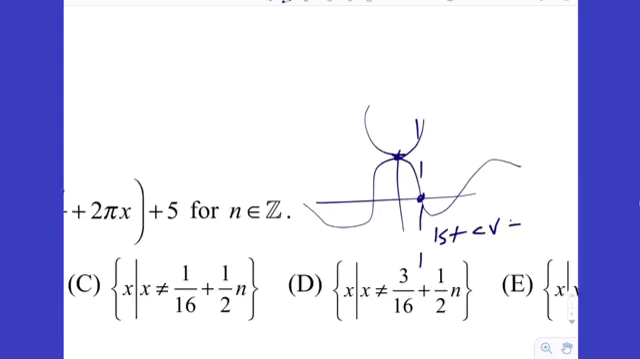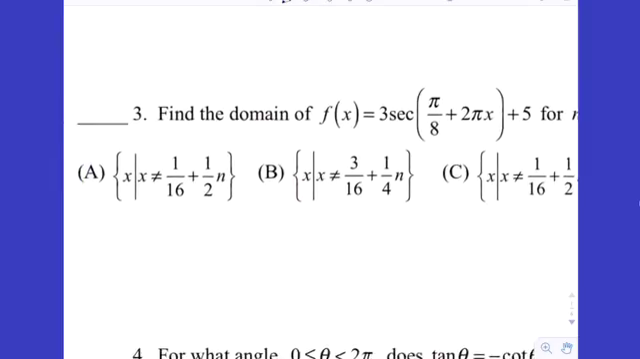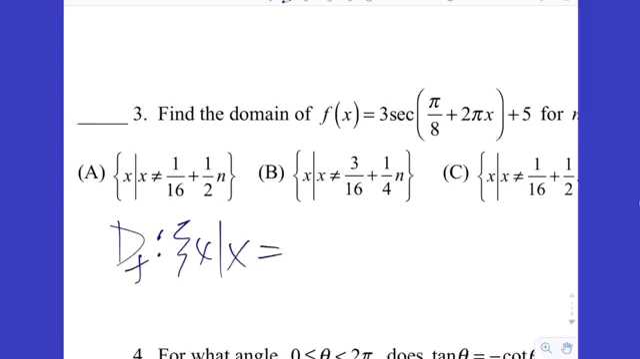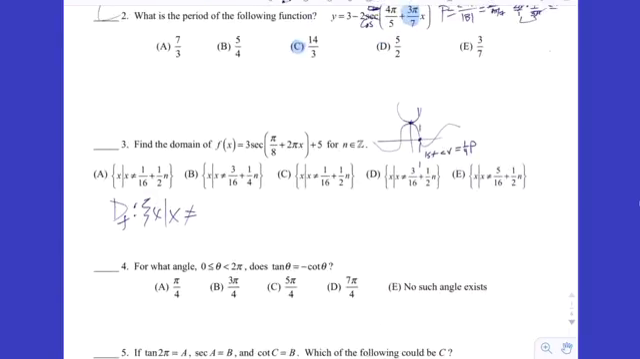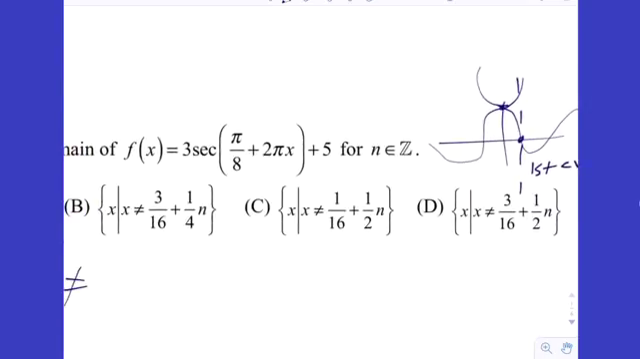High, axis, low, axis, high. We count by quarter cycles. So I know I need to find the first vertical asymptote, which is at the first critical value, which is at a fourth of the period. So that's all you really need in terms of the graph. So let's go ahead and list our answer. It's the domain of f, set of all x such that x is not equal to. The first vertical asymptote is at a fourth of the period. I don't know what the period is.